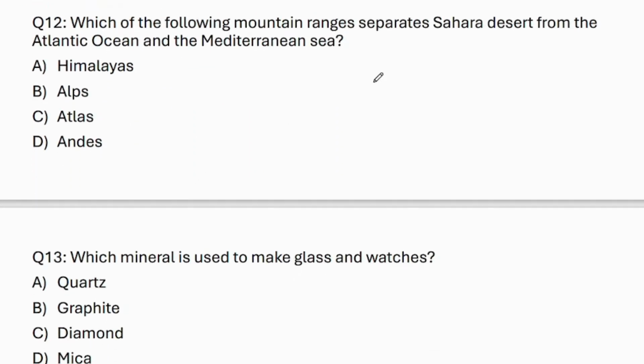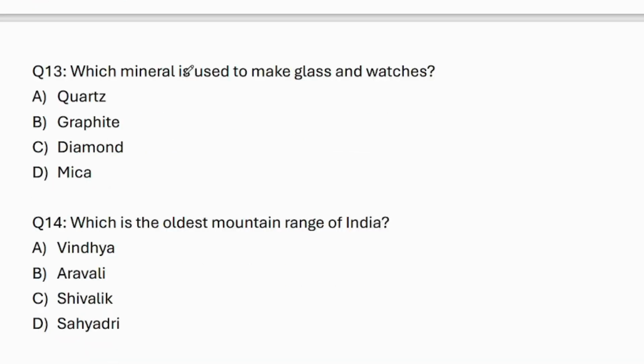Which of the following mountain ranges separate Sahara Desert from the Atlantic Ocean and the Mediterranean Sea? It is Atlas. When you see the world map, you will find that the Atlas mountain range separates Sahara Desert from the Atlantic Ocean and the Mediterranean Sea.